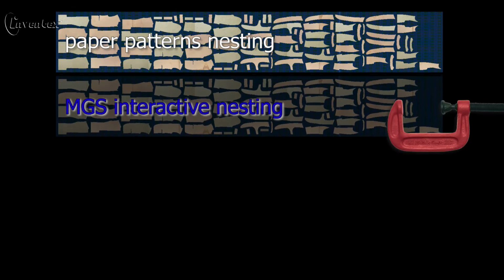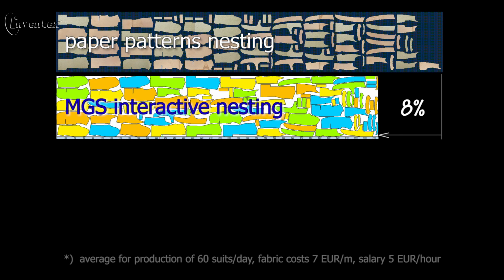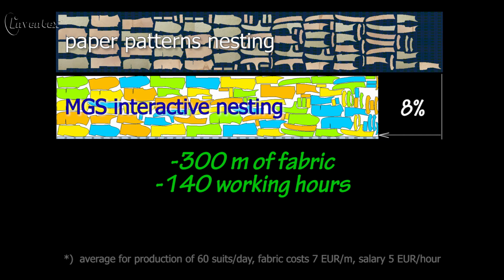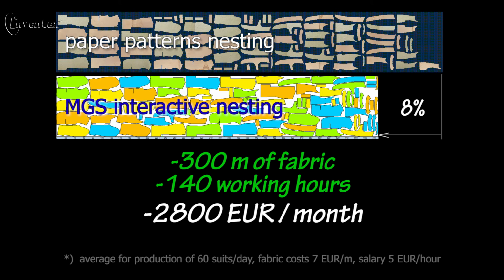With the MGS interactive nesting, the fabric consumption will drop down by more than 8%, which will make a savings of over 300 meters of fabric, while production time will be reduced by 140 working hours. The total savings will be as high as €2,800 per month.